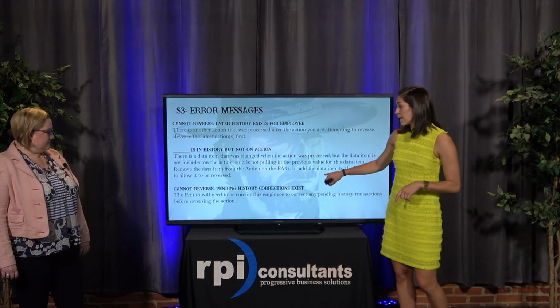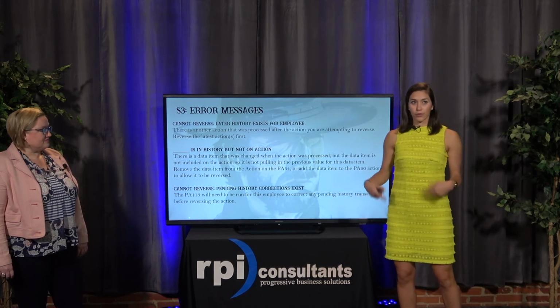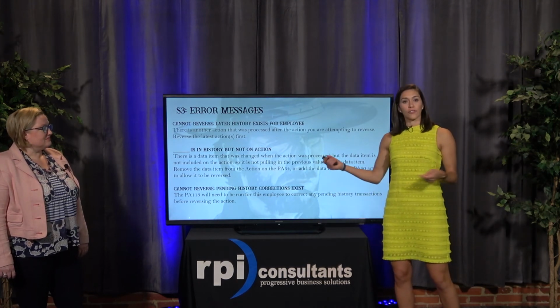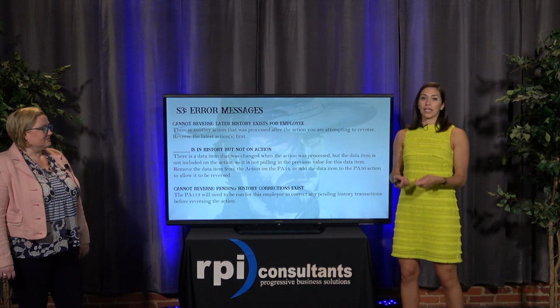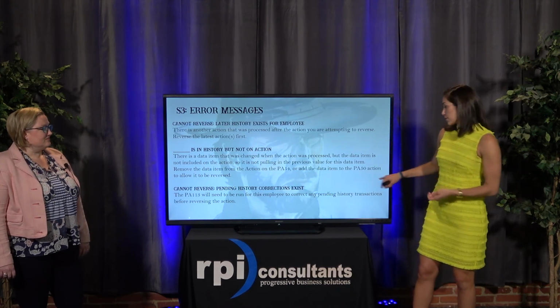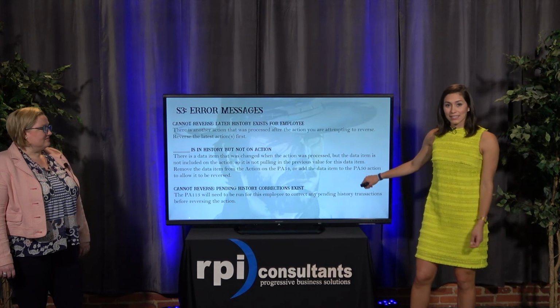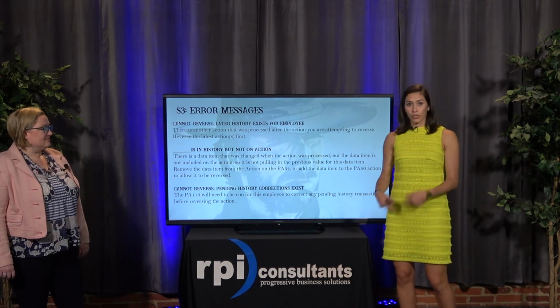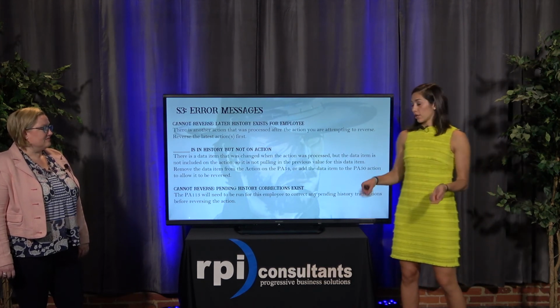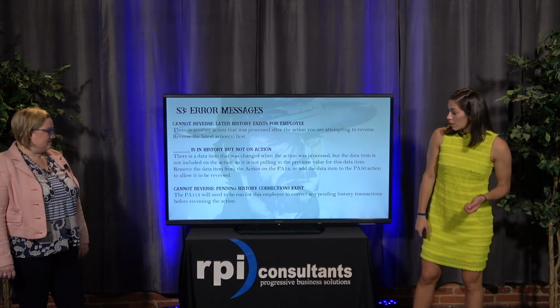Your other option, if you're going to be running into this a lot, if you're reversing a lot of these same kinds of actions and there's a field that you didn't used to update via action, but now you do, your other option is to actually go to the PA50 and add that data item to the action so that you can continuously reverse it and include that item in it.